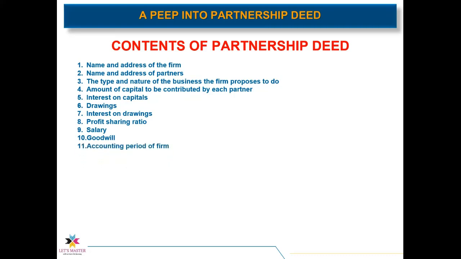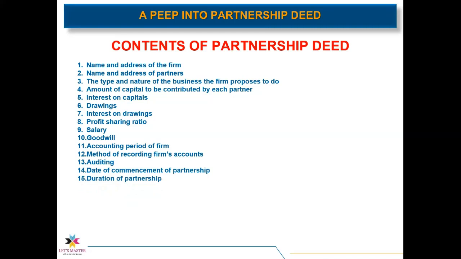What would be the accounting period of the firm? The method of recording the firm's accounts. Then how the auditing would be conducted, who is authorized to conduct it, the date of commencement of the partnership, then the duration of the partnership. At times, some partnerships are formed for a specified period, so if yes, what would be the duration? Then the use of the decision in Garner versus Murray. This is a concept we would study in detail in a subsequent session.